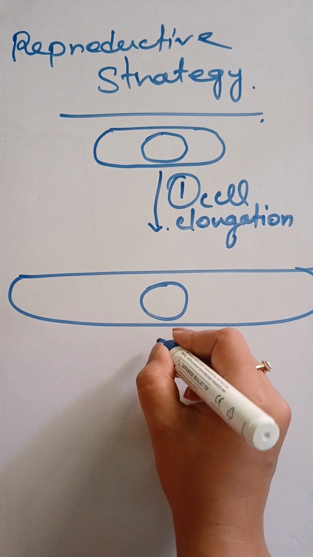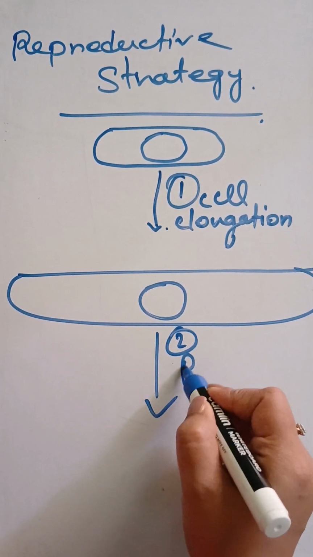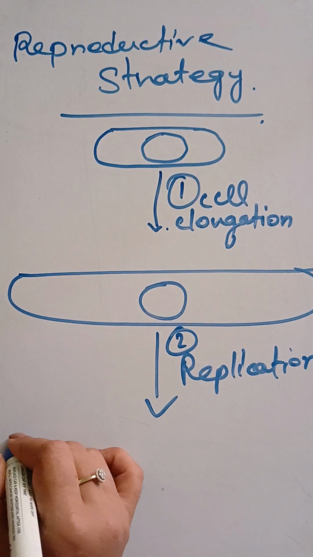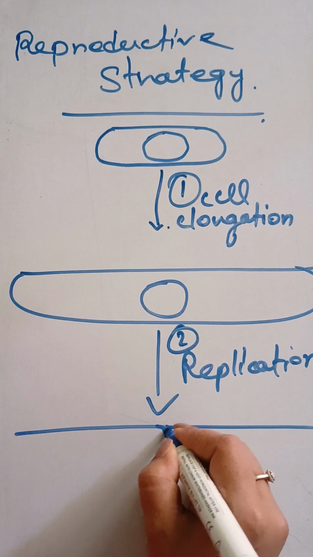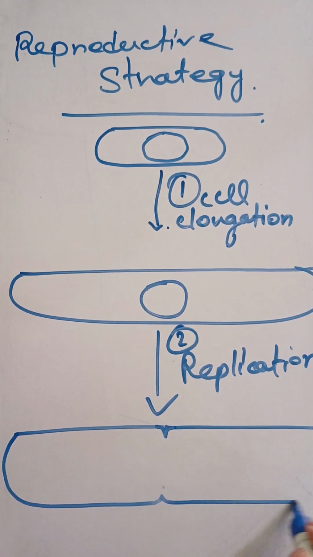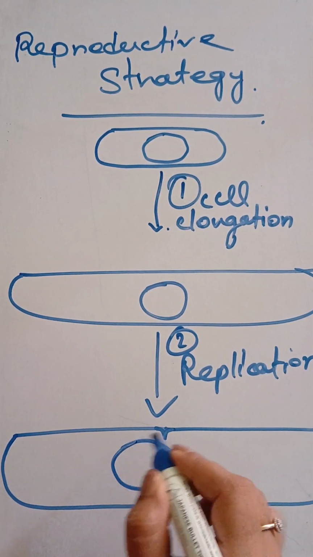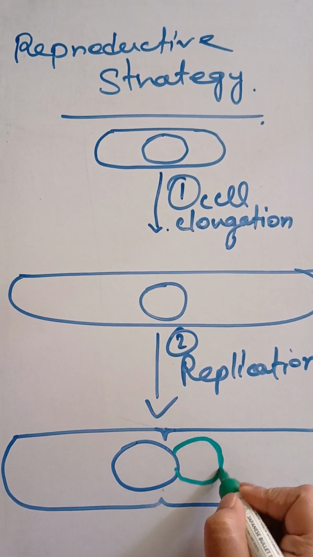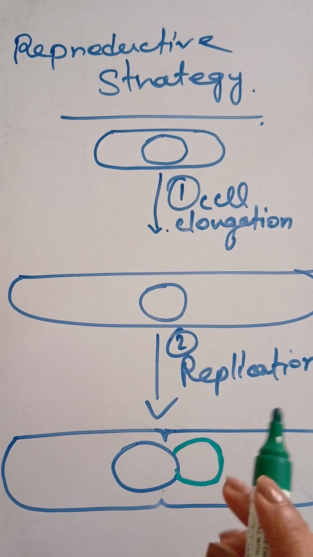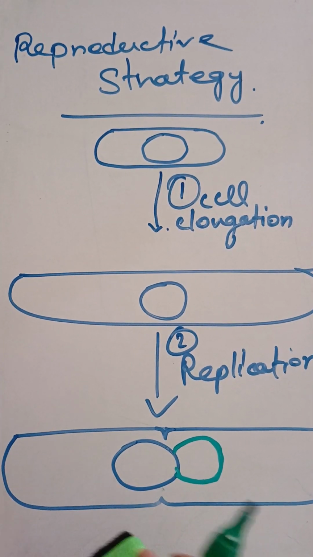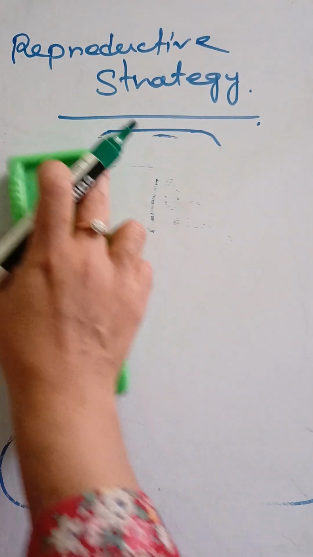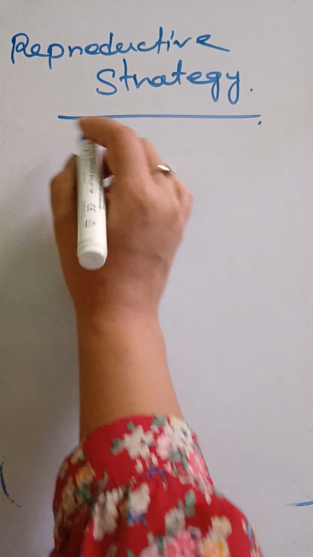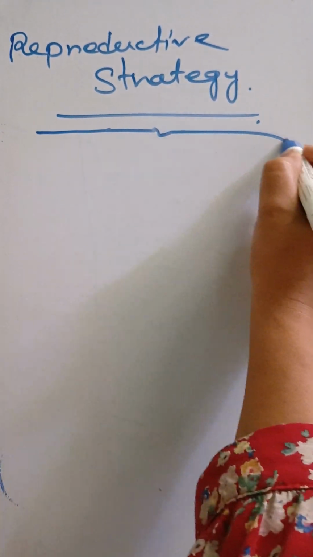Next is replication of what? The DNA. It is very important. It needs replication. So after replication, two copies of DNA have been produced. Now in the third round, what happens? This was the elongated cell.